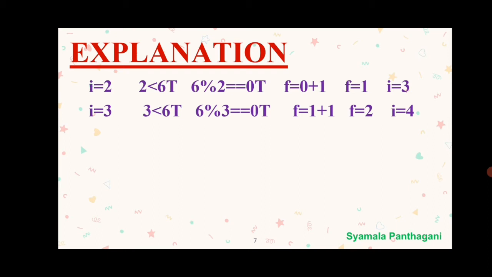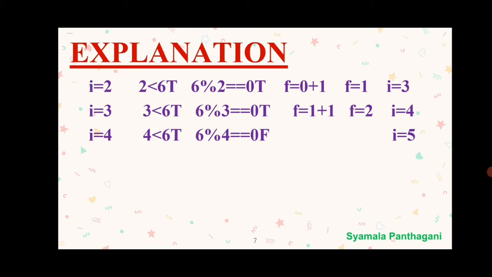f is equal to, in the previous iteration, the value of f is 1. 1 plus 1 is 2. Now i is equal to 4. Now it comes into the next iteration with the new value of i, that is equal to 4.